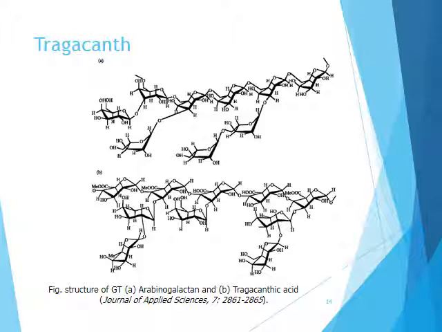So this structure is not required from you to keep in mind. So just to let you know that this structure is composed from two units separated, and these are the arabino-galactan unit and the tragacanthic acid units.